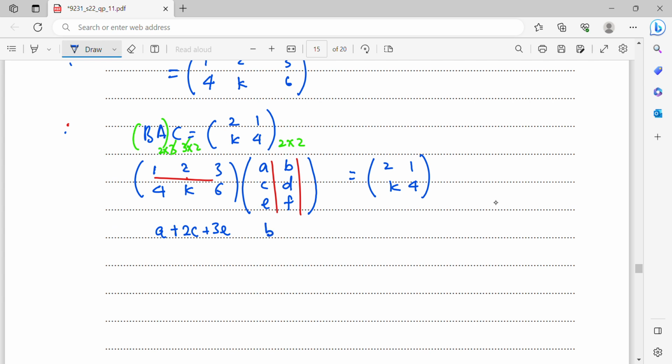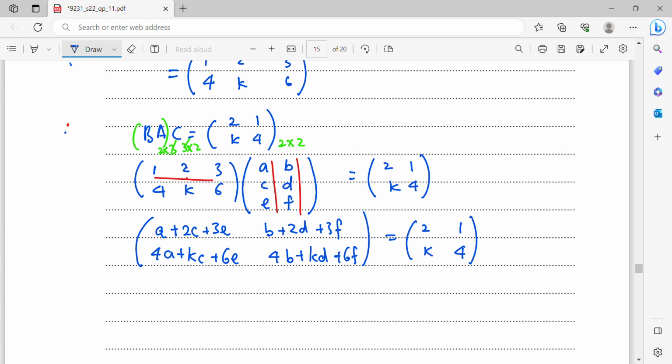So I will get B plus 2D plus 3F, then followed by second row and first column: 4A plus KC plus 6E, then second row times second column: 4B plus KD plus 6F. This will be my BAC, that equals to [2, 1; K, 4]. Okay, now we need to find the values for A, B, C, D, E, F, which is our matrix C.